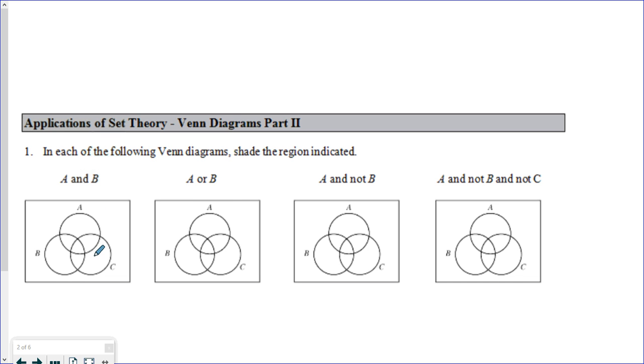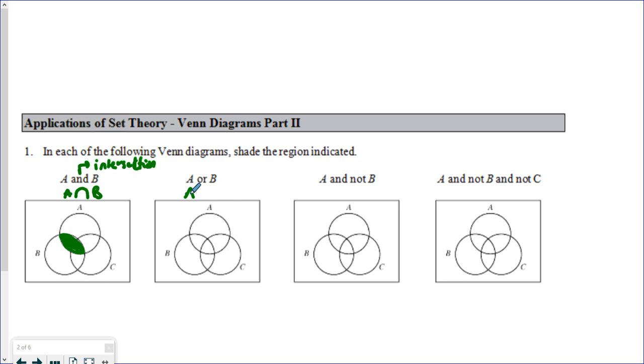Again, here we have 3 sets. So we want the intersection of A and B. And so that would be this part here. That's everything that's in A that's also in B. A and B was our intersection. The way that we also could have written that is A intersection B.